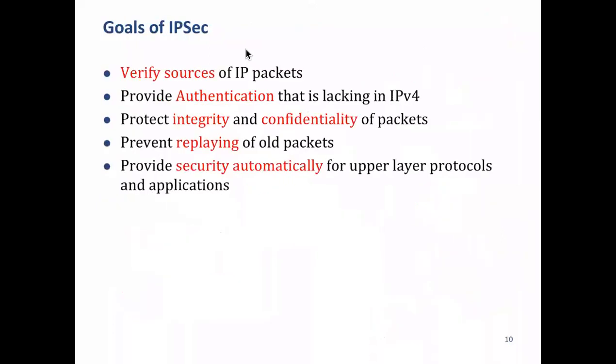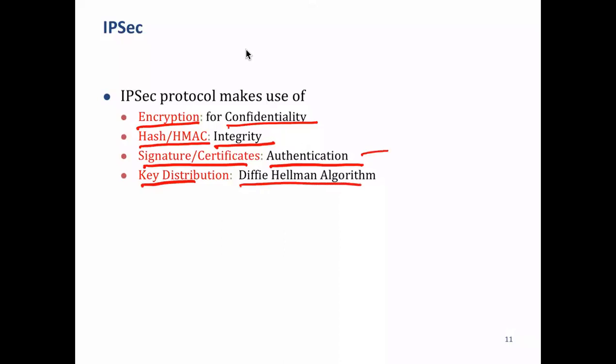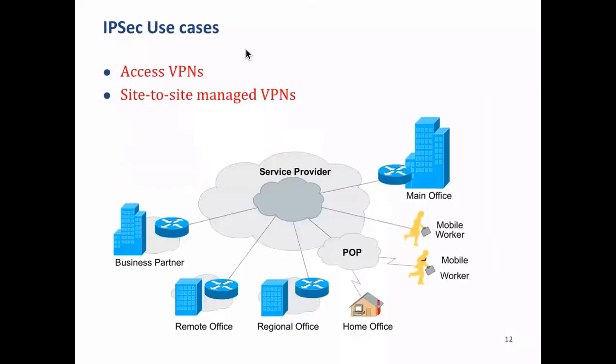So these are the same thing. We use encryption for confidentiality, HMAC hash for integrity, signature and certificate for authentication, including non-repudiation, and key distribution is done with the Diffie-Hellman algorithm. Diffie-Hellman also has multiple variants, multiple algorithms. We are not going to go into that kind of detail. So this is one example.